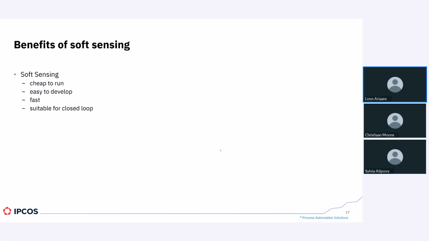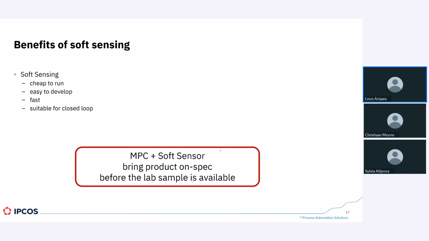They are typically accurate enough for use in closed loop applications, so that when you have the combination of an MPC and a soft sensor, the two of them can make sure that your product is on spec already before the lab sample is available. You probably still need the lab sample to prove to your customer that you are on spec, that you meet the requirements, but you don't have to wait for the lab sample to take corrective action. And so that's where the value of soft sensing is, apart from the other advantages that I mentioned.